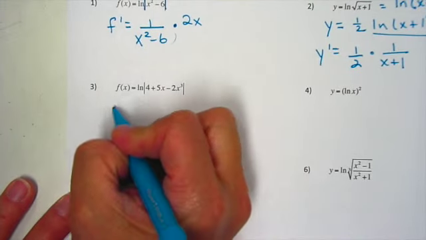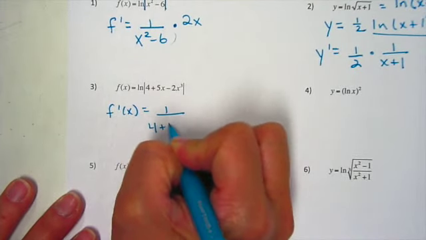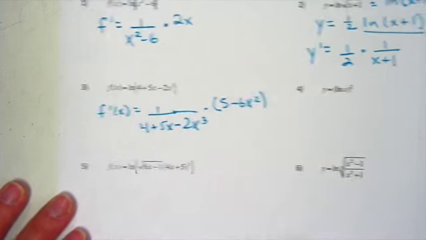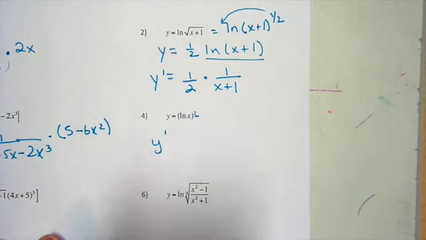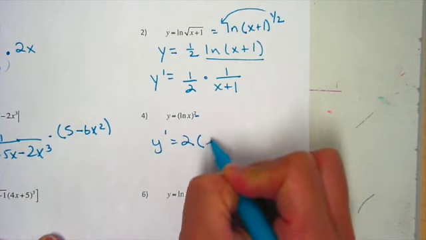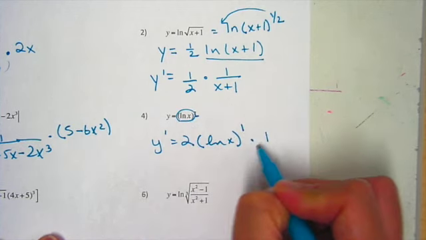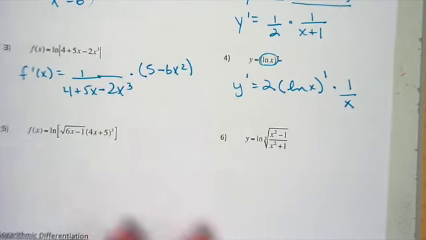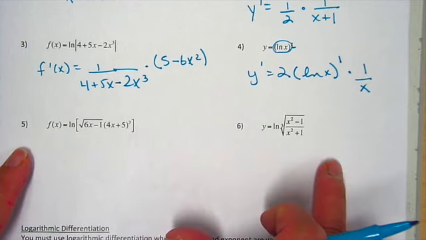Number 3. Derivative is 1 over 4 plus 5x minus 2x cubed. Don't forget your chain rule, so 5 minus 6x squared. Okay, number 4, you have the 2 on the outside, so you need to bring down the 2 first, reduce the power by 1, then the chain rule on the inside, the derivative of the natural log is 1 over x.